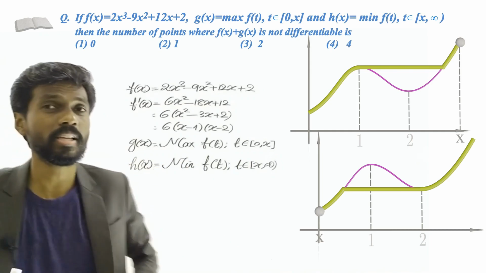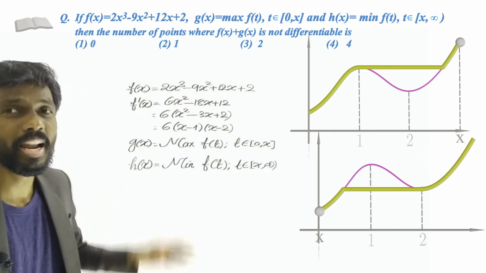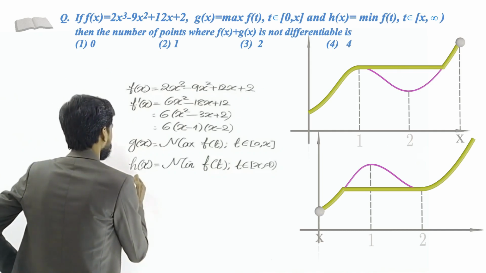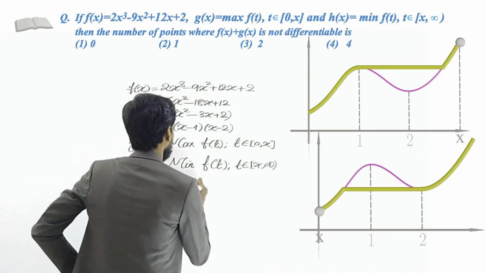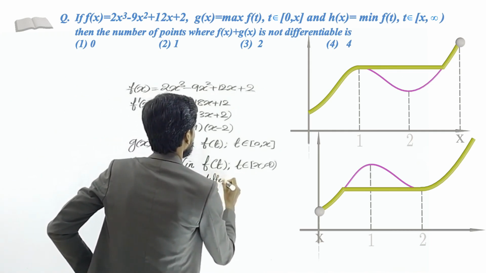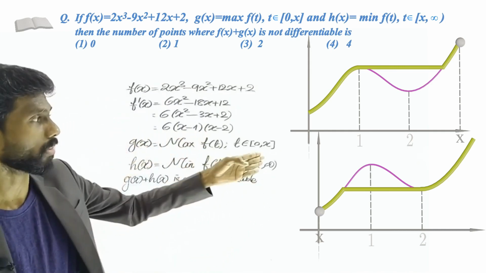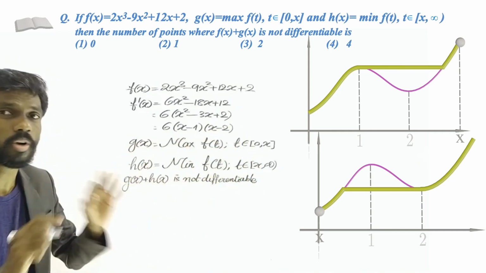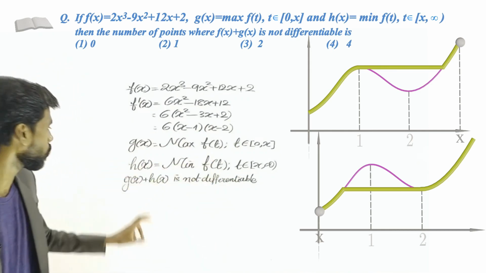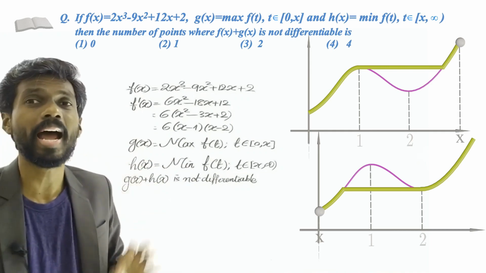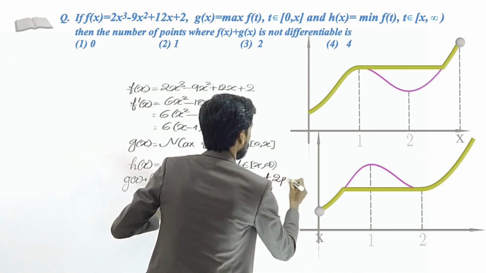Now tell me at how many points h of x is not differentiable? Yes, same thing again. There is only one sharp corner, right? So the function is not differentiable at this point. Now g of x plus h of x, this sum is not differentiable at how many points? We know that g of x is not differentiable at one point. We don't know what that value exactly is, it is not required, but at one point it is not differentiable. Similarly, h of x is not differentiable at one point. Now if you add these two, g of x plus h of x is not differentiable at 2 points. That's all. So that is the answer.